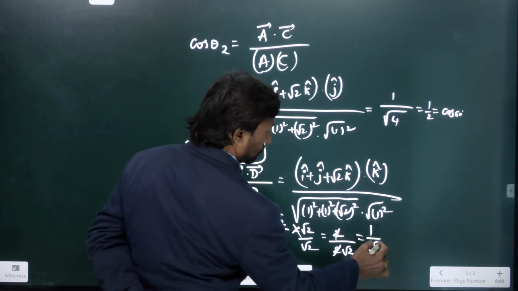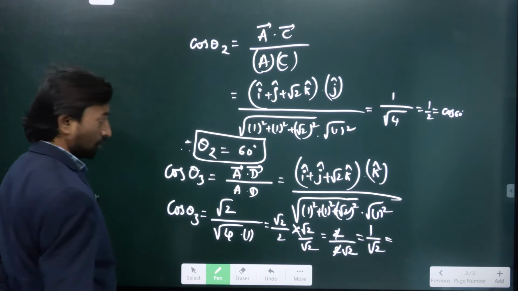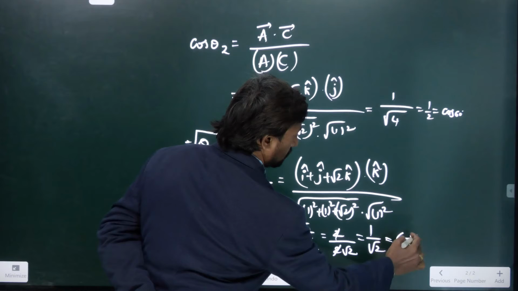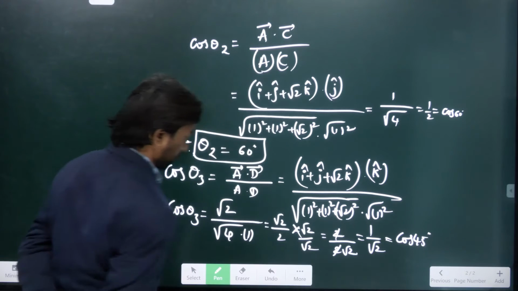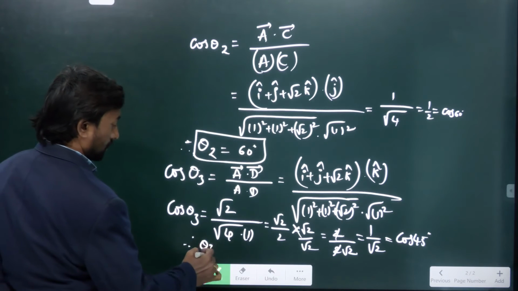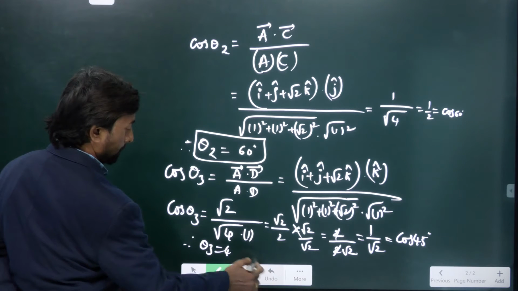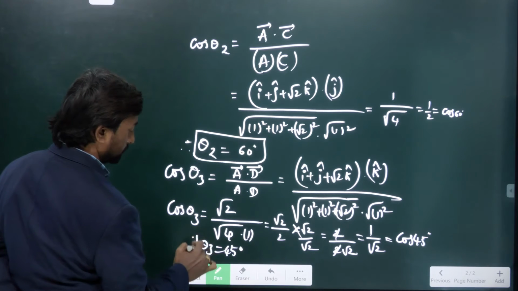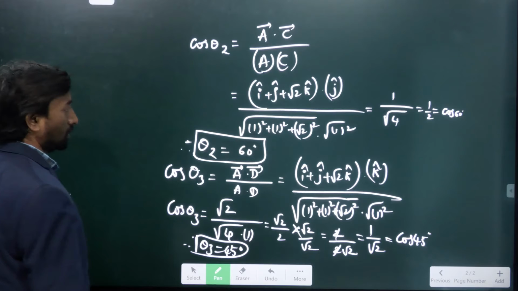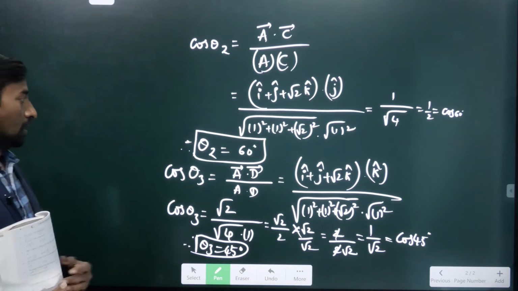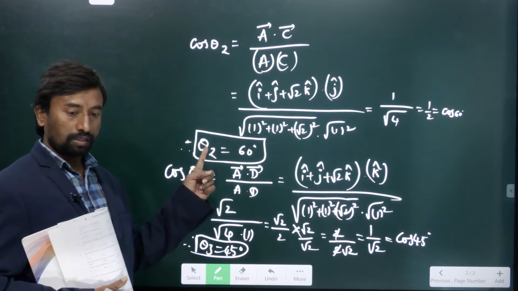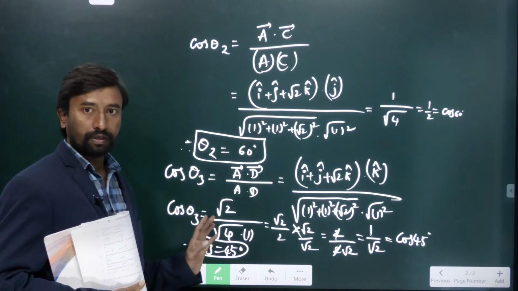So 1 by root 2. When is cos theta 1 by root 2? Cos of 45 degrees. Therefore, theta 3 is equal to 45 degrees. So theta 3 value is 45 degrees. So then theta 1 is 60, theta 2 is 60 and theta 3 is 45 degrees.